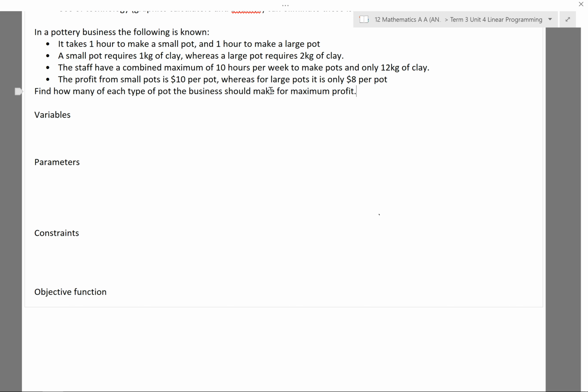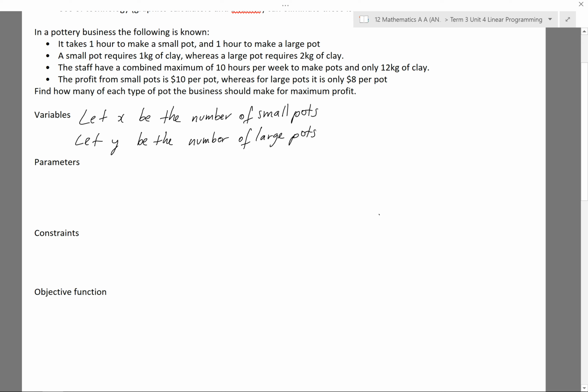Okay, again, we'll start with variables. If I know that I'm going to be doing a problem using technology, I'll probably just stick to X's and Y's instead of S's and L's. So we'll define our variables. When it comes to the parameters, there's a lot of parameters there. We could list them all, but it'd get quite messy. Sometimes, like in this example, it's better to put the information into a table.